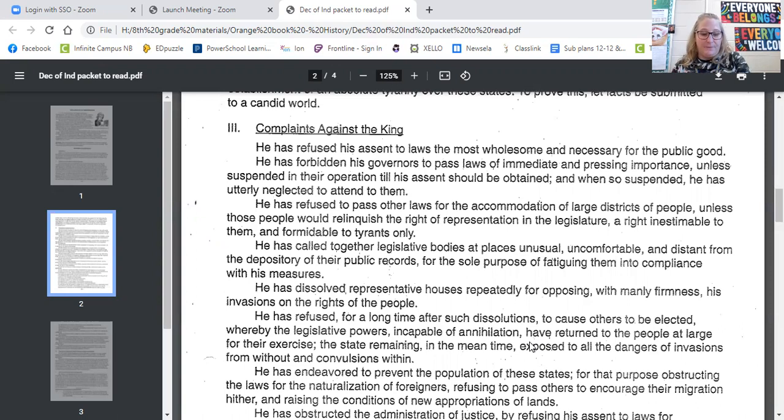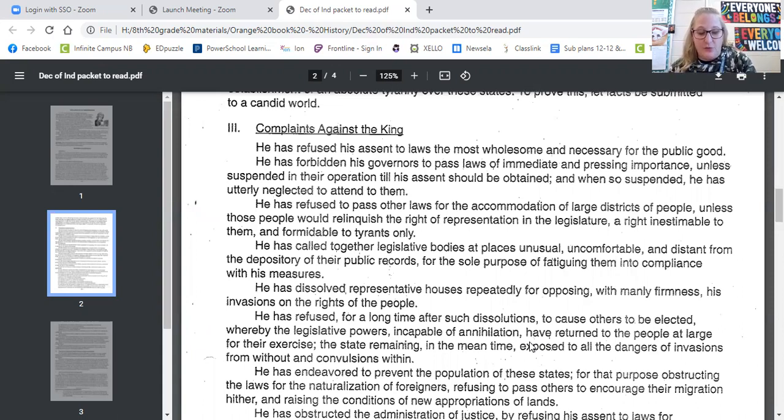Okay, so follow along. He has refused his assent to laws, the most wholesome and necessary for the public good. Highlight the word refused. Again, this is a negative word that they're saying. We gave him a chance and he refused. He has forbidden, underline forbidden, his governors to pass laws of immediate and pressing importance unless suspended in their operation till his assent should be obtained. When so suspended, he has utterly neglected to attend them. Again, negative words, forbidden, utterly neglected, not paying attention to us.